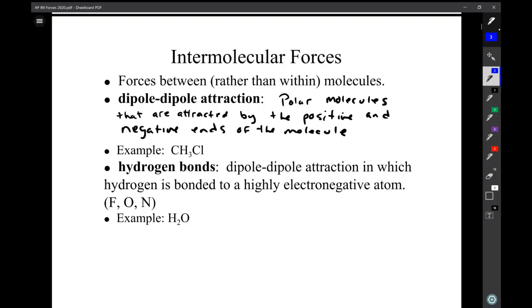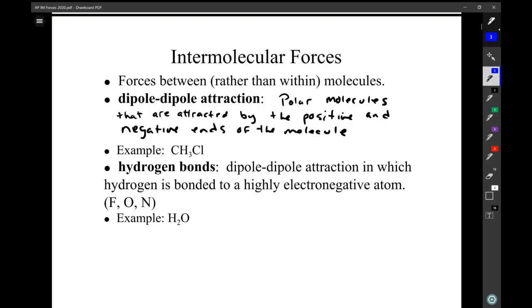The first one's a dipole-dipole attraction. In a dipole-dipole attraction, you have polar molecules, and these polar molecules are attracted to each other by the positive ends and negative ends of those molecules, kind of like how magnets are attracted to each other. One example would be CH3Cl, methyl chloride, which we'll show you later how that works.